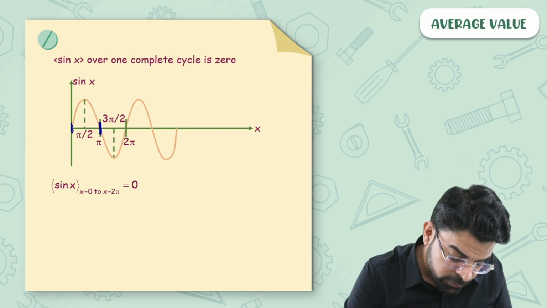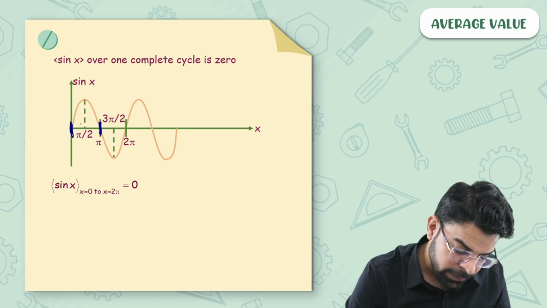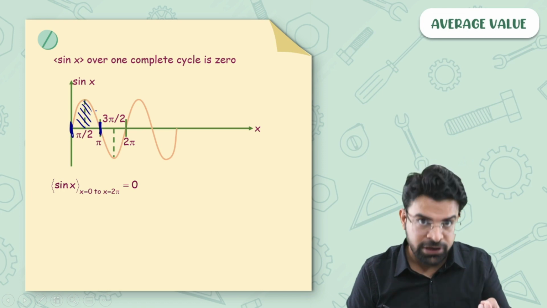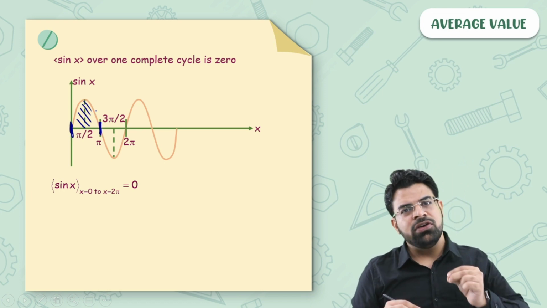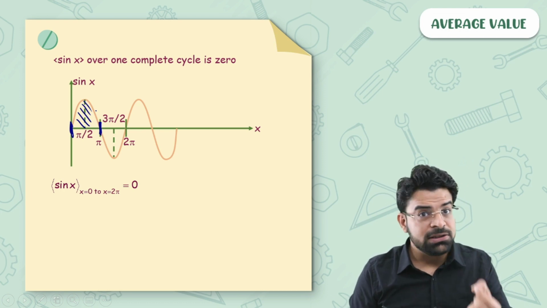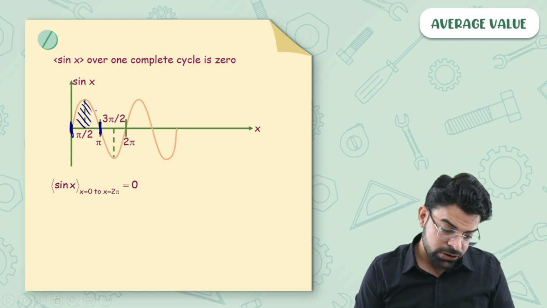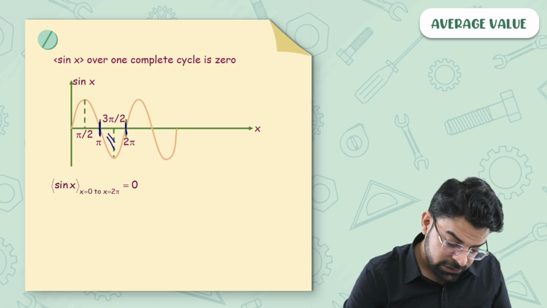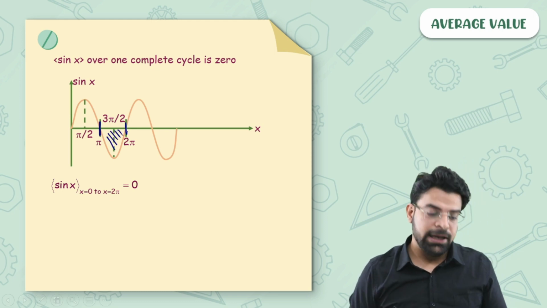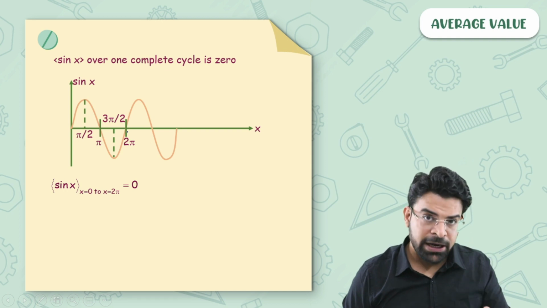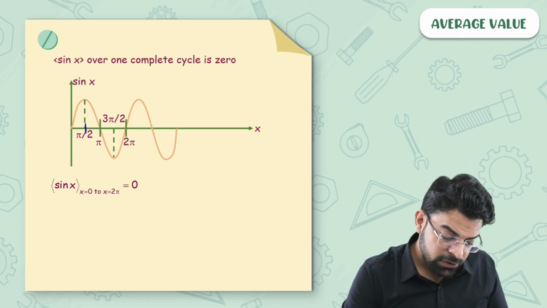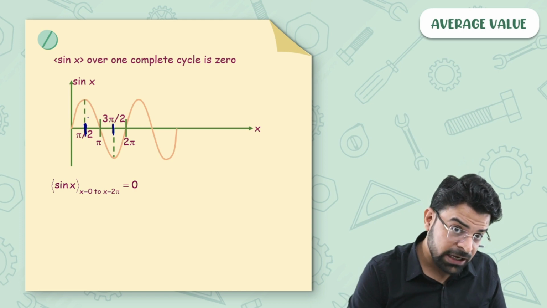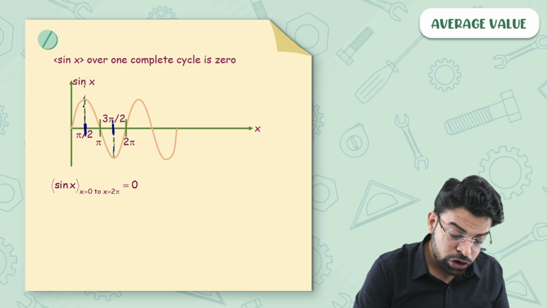Why? Because within this duration as x changes from 0 to pi, the area you must consider is only the positive area. And since you are considering only the positive area, the average value of sin x should be taken as positive. Similarly, when x changes from pi to 2 pi, the average value of sin x has to be negative. Mention in the comment what is the average value of sin x as x changes from pi by 2 to 3 pi by 2. What is the average value of sin x when x changes from pi by 2 to 3 pi by 2?